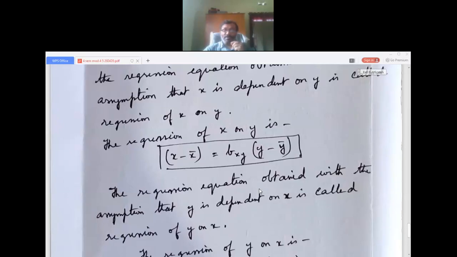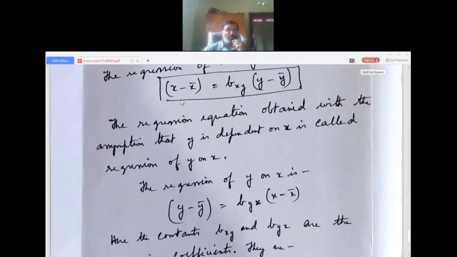Once again, the assumption that y is dependent on x is called the regression of y on x. And its equation is, just here replace x by y and y by x. Regression of y on x means y is dependent on x. So y minus y bar equals byx into x minus x bar.